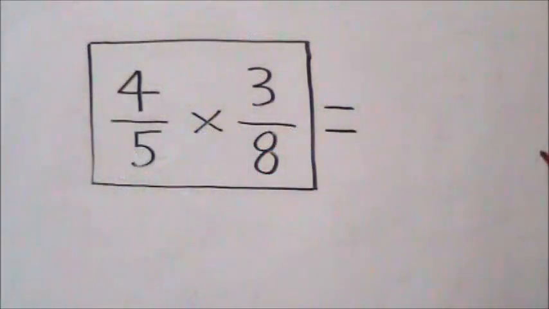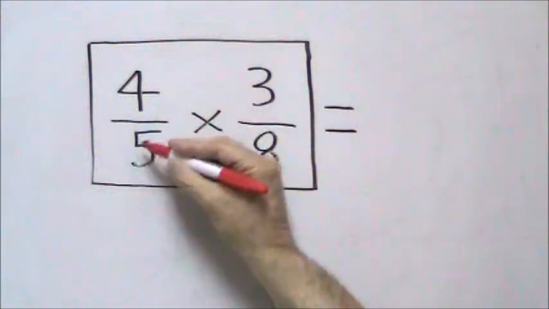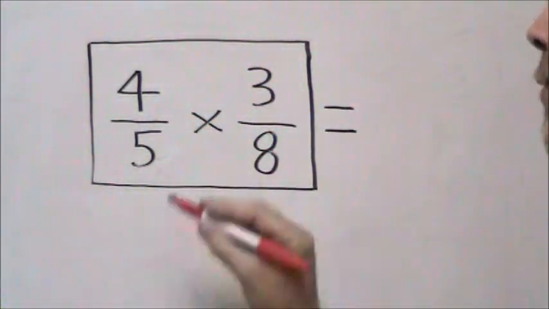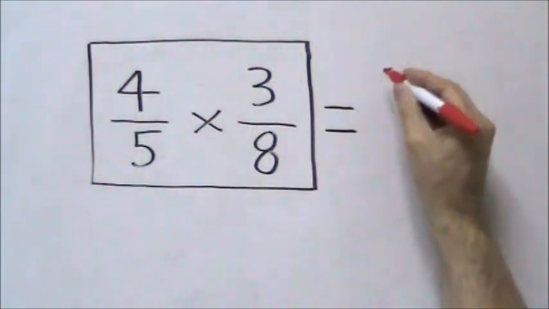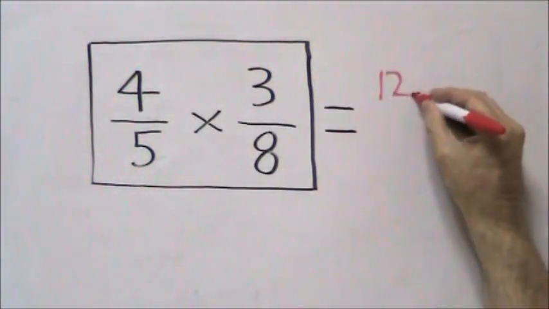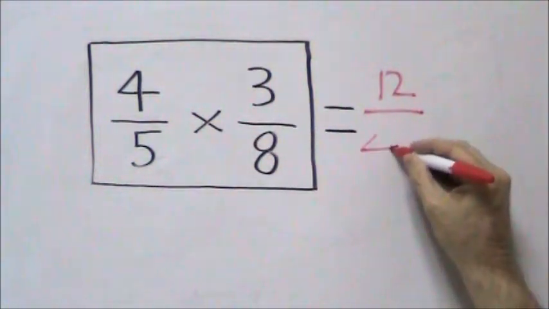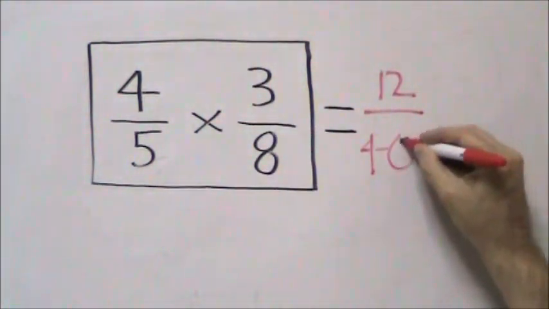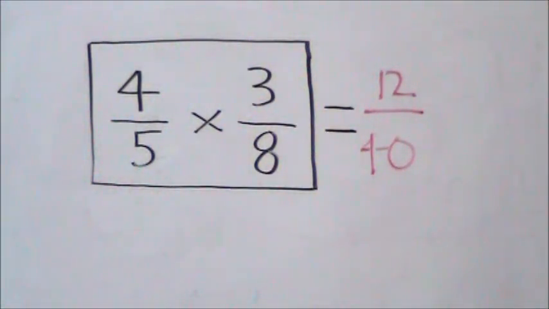When we multiply fractions, we multiply across, first the numerators, then the denominators. So with 4/5 times 3/8, we take 4, multiply it by 3 to get 12. Take 5, multiply it by 8 to get 40. For a preliminary answer of 12/40.